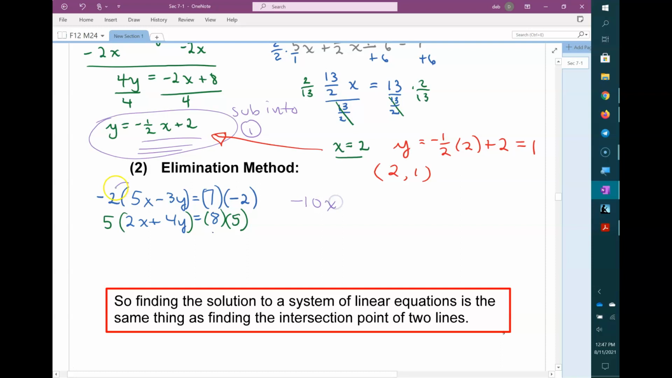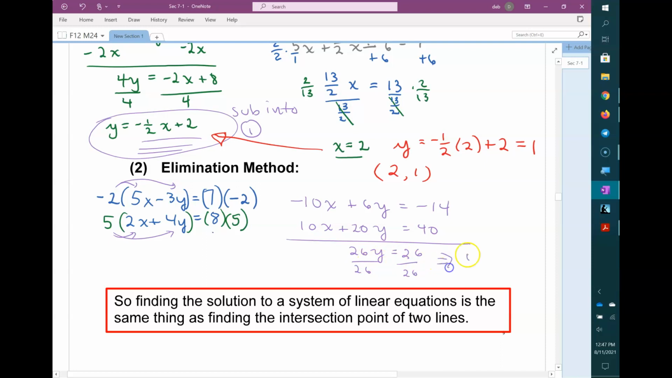So I'm going to distribute the negative 2 and have negative 10x plus 6y equals negative 14. Distribute the 5: 10x plus 20y equals 40. So I have 26y equals 26. So y equals 1, just like we knew it should.